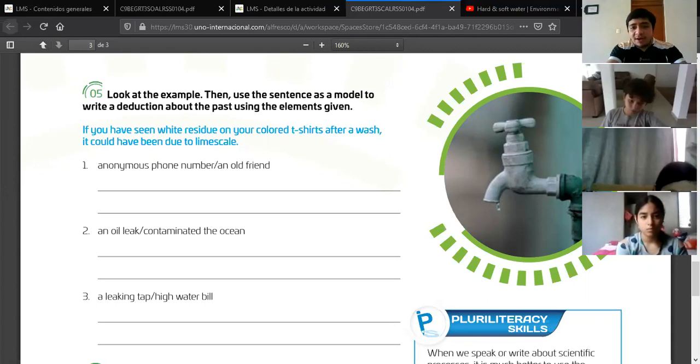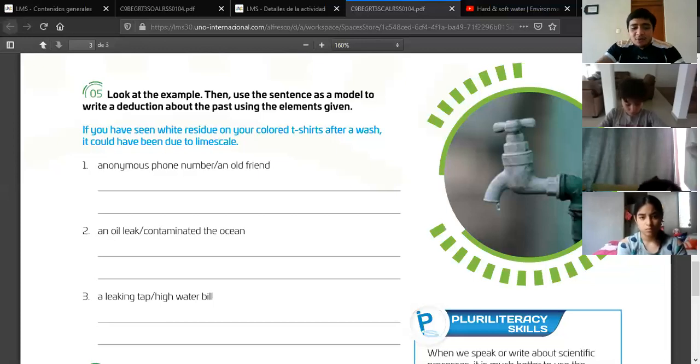Okay, Roberto, let's add this one. If there is an anonymous phone number calling, for example, and then comma, it can be, or it could be, because remember that we are talking about the past, it could be an old friend. I am writing the answer in here: or if you receive a message from an anonymous phone number, it could be an old friend. Okay, perfect.